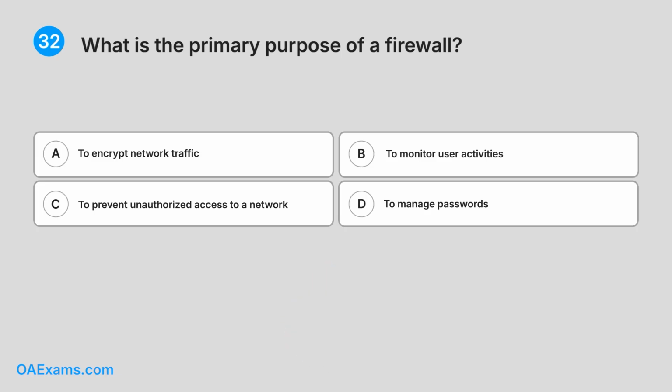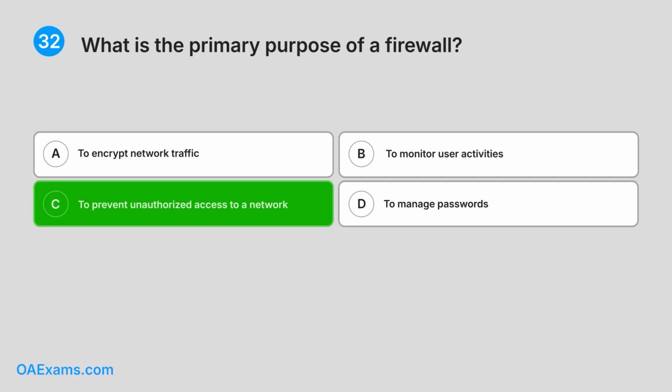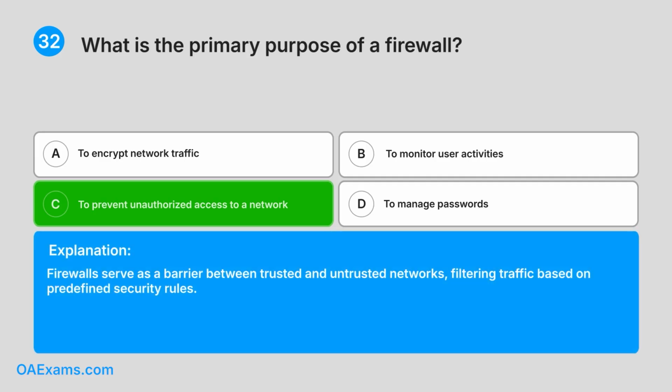Correct answer. C. To prevent unauthorized access to a network. Explanation. Firewalls serve as a barrier between trusted and untrusted networks, filtering traffic based on predefined security rules.